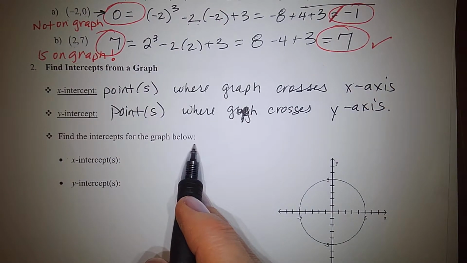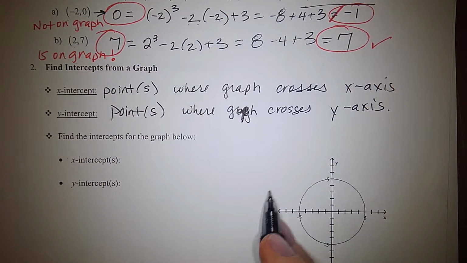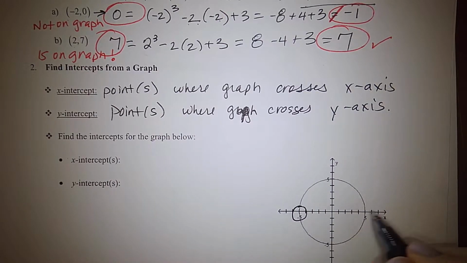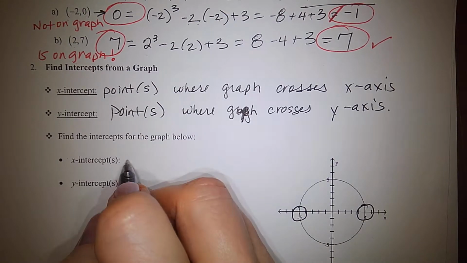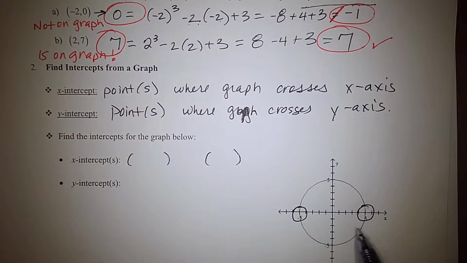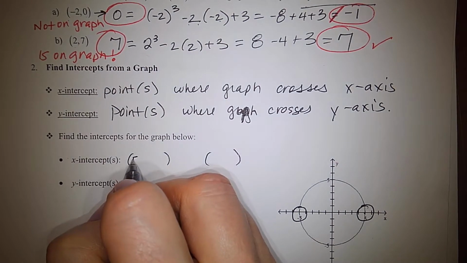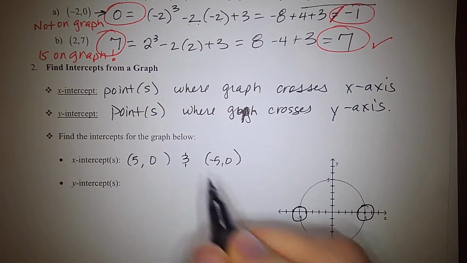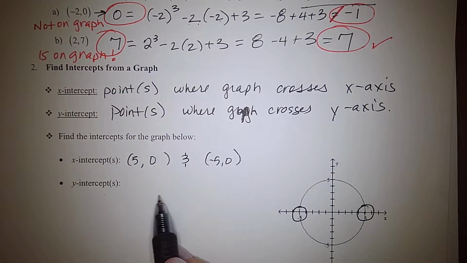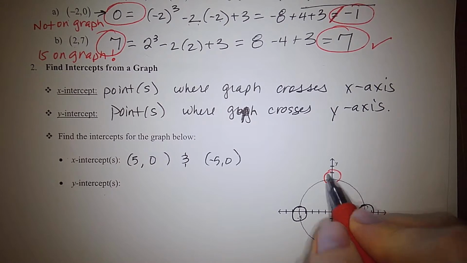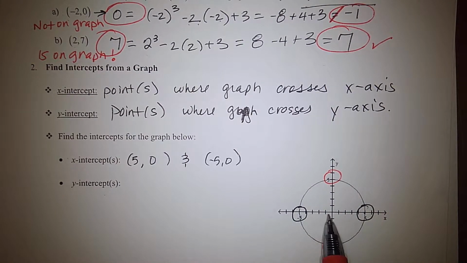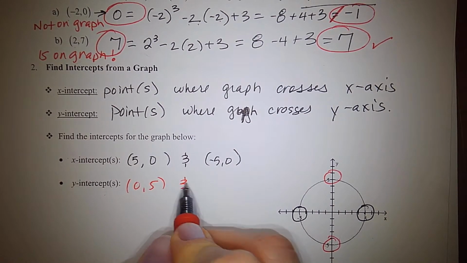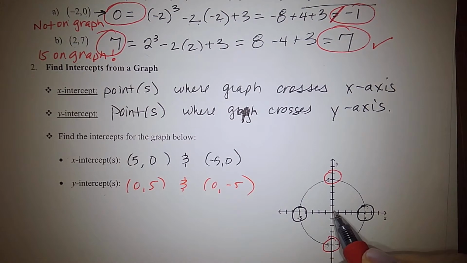So to find the intercepts on this particular graph down here, you're going to see that the x-intercepts are going to be located here and here. The coordinates of those points are going to be 5, 0, and negative 5, 0. The y-intercepts are going to be here and here. Those points are located at 0, 5, and at 0, negative 5.